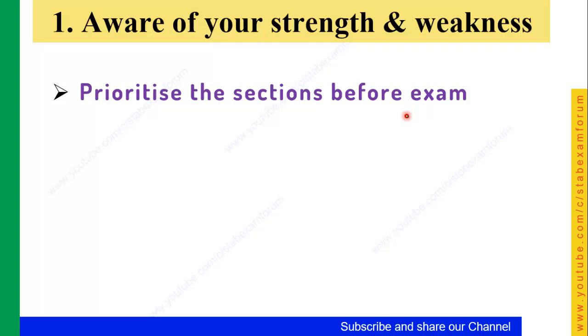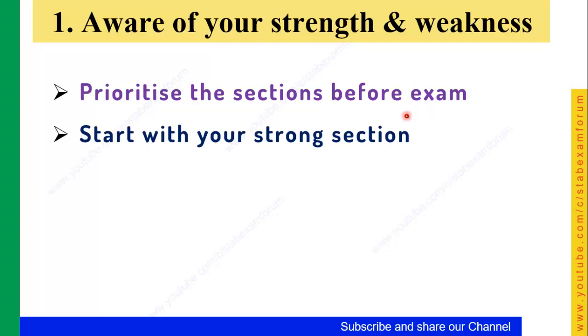It is not a sequential order, it can be anything. If you are very strong in general awareness, you start with general awareness. If you are strong in quantitative aptitude, you begin with quantitative aptitude. If you are weak in English, you can attempt it last. So you need to prioritize your sections based on your strengths and weaknesses. And I always recommend my students to start with the strong section.